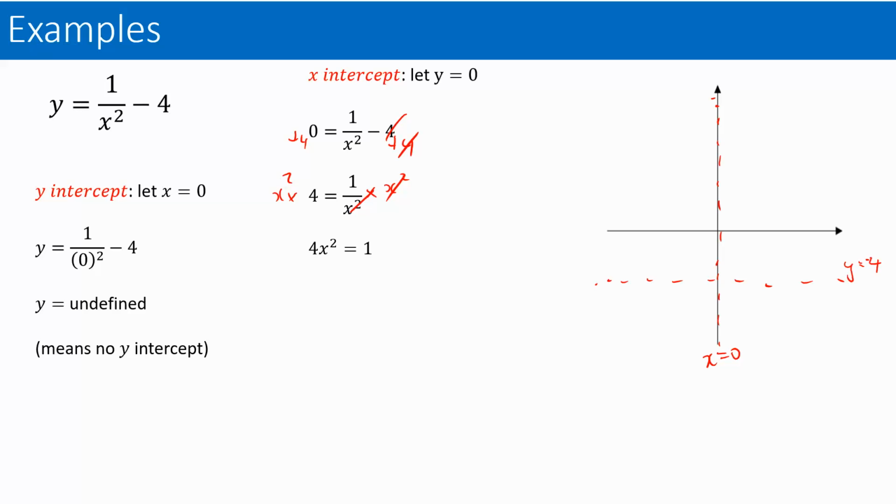Divide by 4 on both sides, because this actually means right now 4 times x squared. To get rid of the 4, opposite of times is divide. So I'm going to divide both sides by 4. So 4 divided by 4 cancels out. Now I've got x squared equals 1/4.